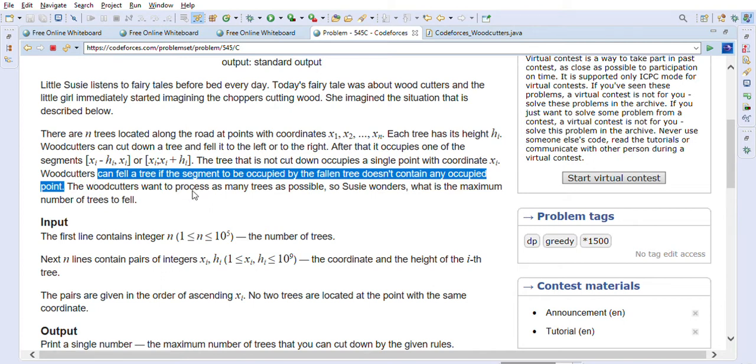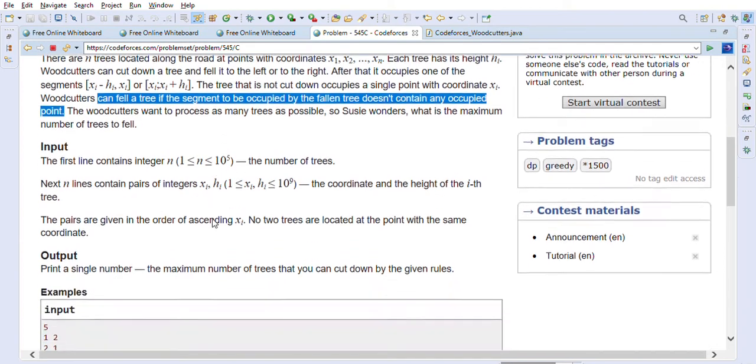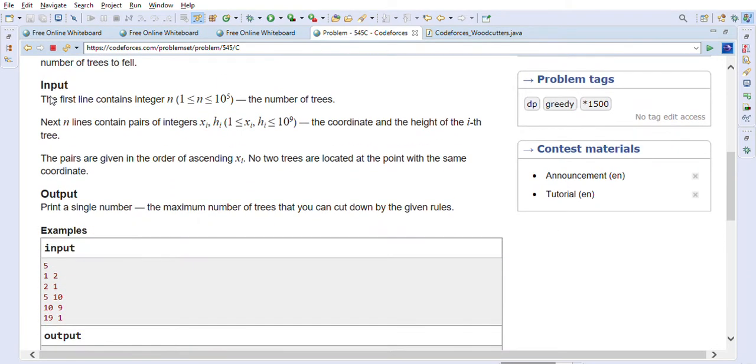The woodcutters want to process as many trees as possible, so Susie wonders what is the maximum number of trees to fell. So we have to find out the maximum number of trees that the woodcutters can fell. Let's take a look at what input is given to us. n is given to us, which is the number of trees. Let's look at this example. 5 is the number of trees.